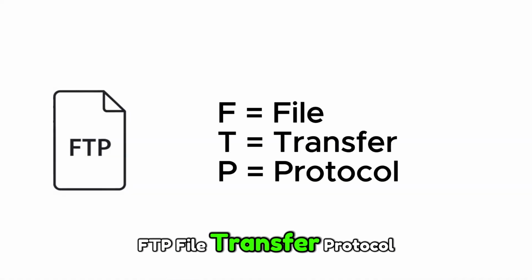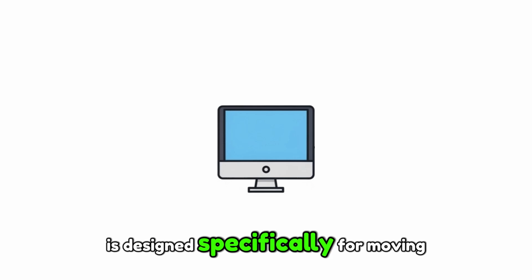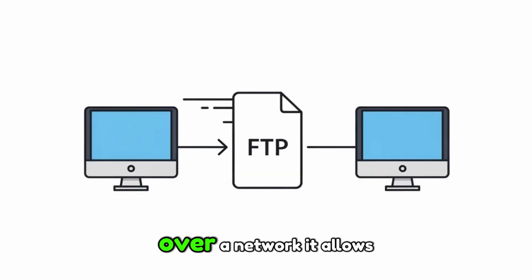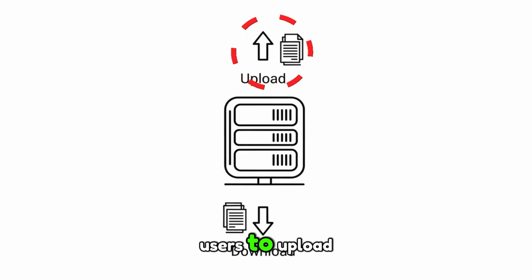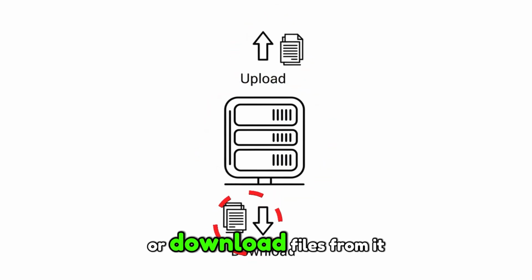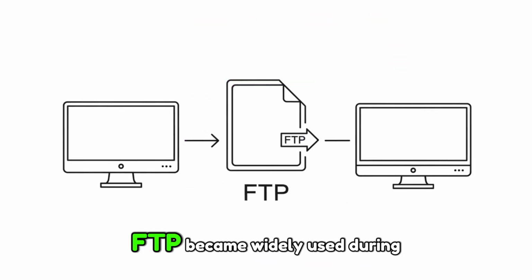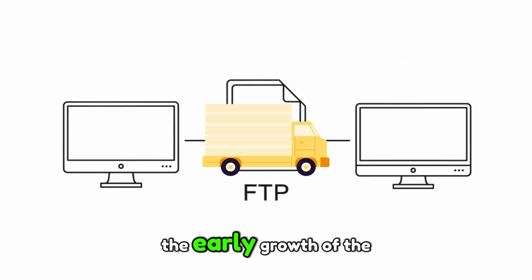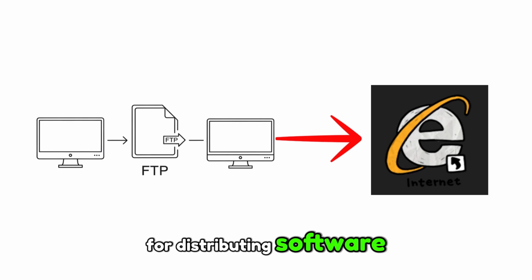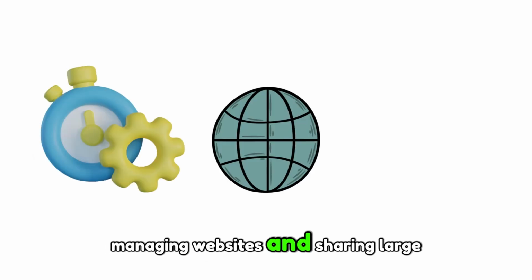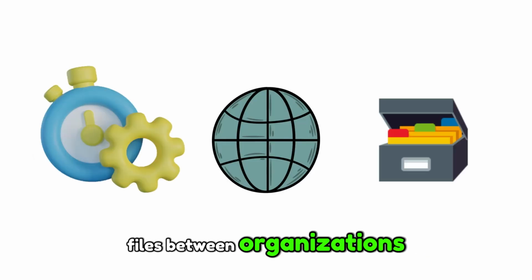FTP, File Transfer Protocol, is designed specifically for moving files between computers over a network. It allows users to upload files to a server or download files from it using a structured system of commands. FTP became widely used during the early growth of the Internet for distributing software, managing websites, and sharing large files between organizations.